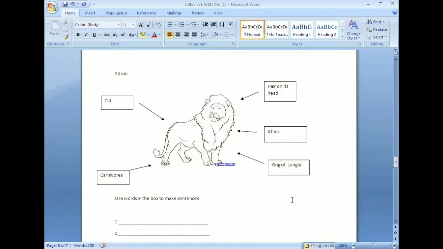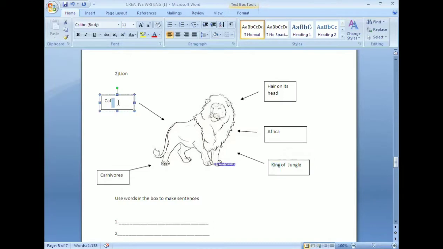We're going to be saying, what is a lion? First, we know that a lion is an animal. It's the king of the jungle, as it is called. So you're going to be saying that a lion is, first of all, a cat.